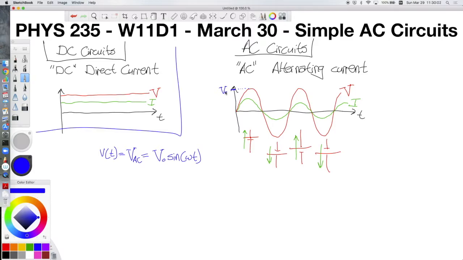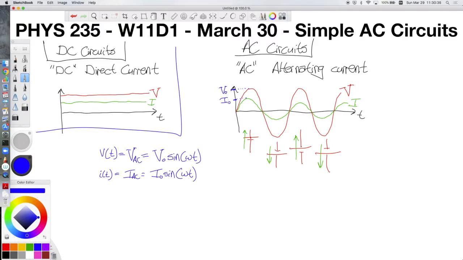The current will also follow a sinusoidal pattern. We'll have a similar formula that will be given as little i of t for the AC current, the current at any given moment. And this has a similar form of an equation, the maximum value I naught times sine of omega t, where I naught would be the maximum value of that green current graph.